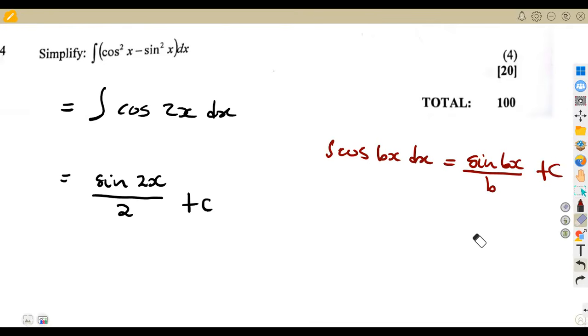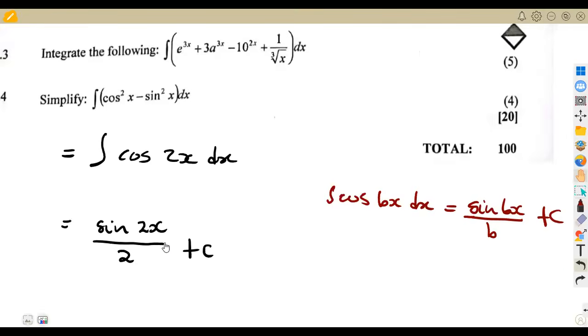Okay, if it is sine, it's going to be negative cos bx over b. Okay, we divide by b. We divide. Derivatives, you multiply. Integration is the reverse. So that's it. 4 marks for that. Just to do this, 4 marks, just a matter of knowing your laws. Know your laws and know your identities.